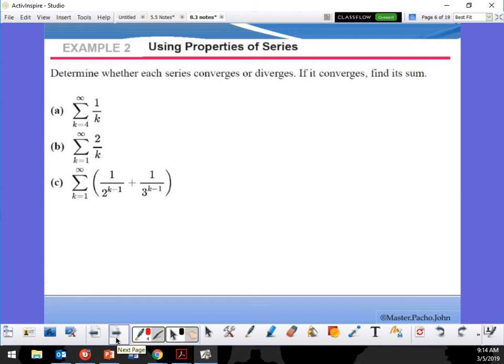Okay, so this thing right here. Determine whether these are going to converge or diverge. Now, in this case right here, I'm going to have K equals 4. So what does that mean if K equals 4? What are my numbers going to look like?